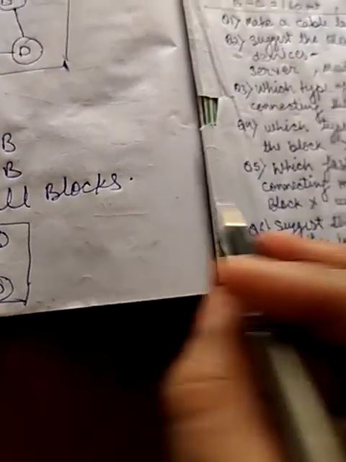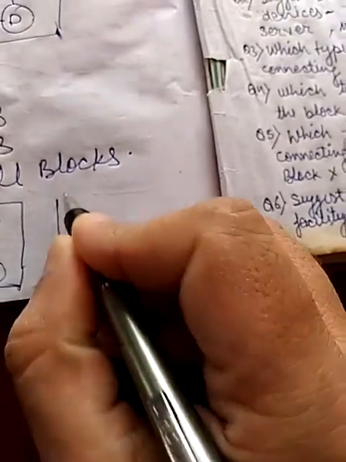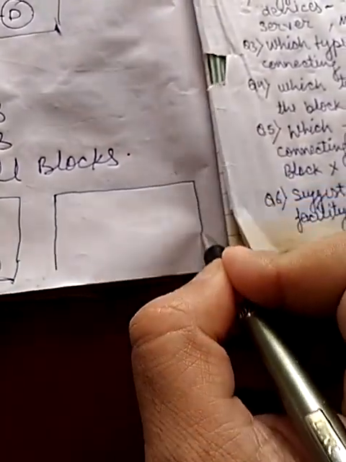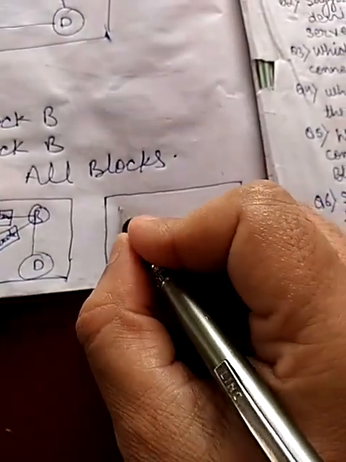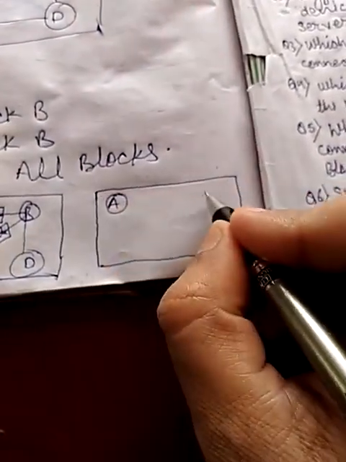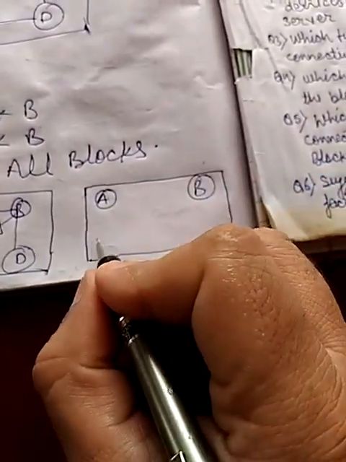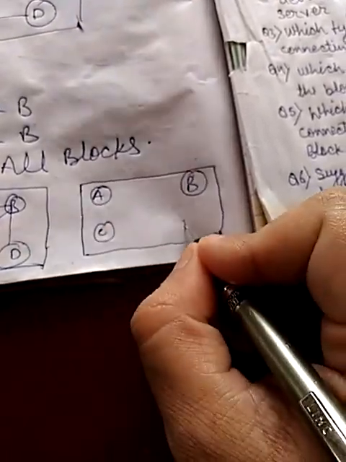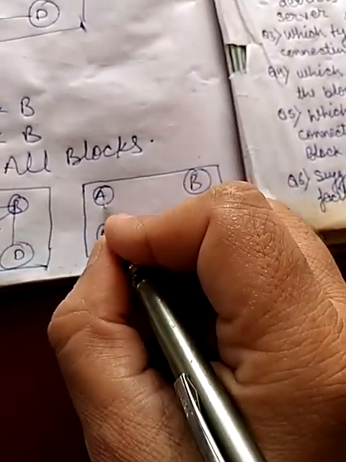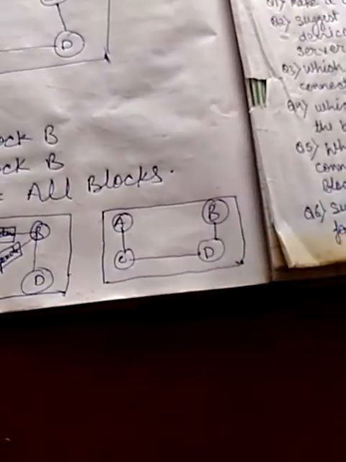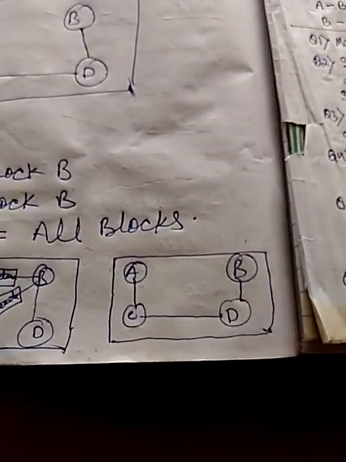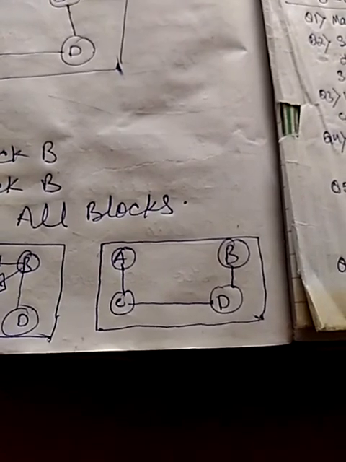If we have used the bus topology, then the placement of the repeater will be different. As I have told you, the placement of the repeater is dependent on the topology which we have used. In bus topology, we have connected the blocks like this, and in this we want to connect the repeater.